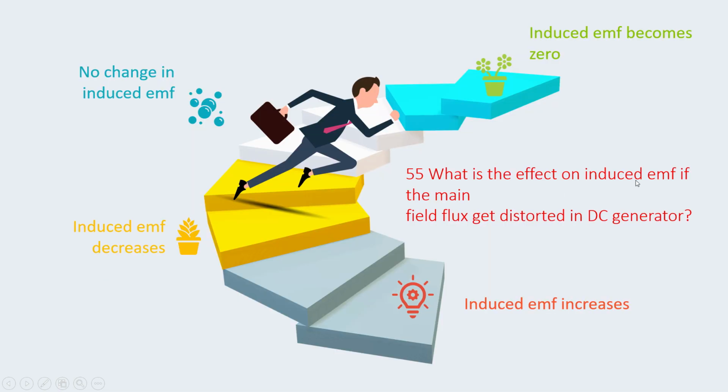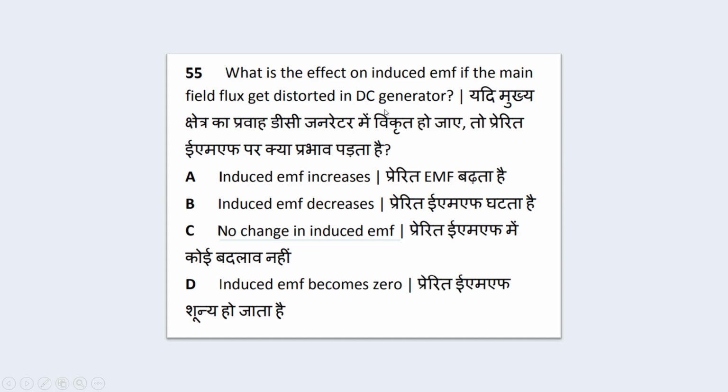What is the effect on induced EMF if the main field flux gets distorted in a DC generator? Induced EMF increases, induced EMF decreases, no change in induced EMF, induced EMF becomes zero. So friends, this is an important question. The question is asking, suppose the main field flux is there. If the flux is disturbed, what will happen? If the flux is disturbed, induced EMF decreases.